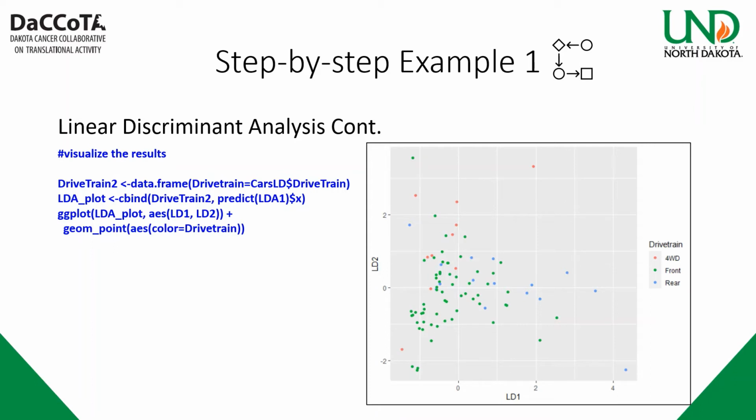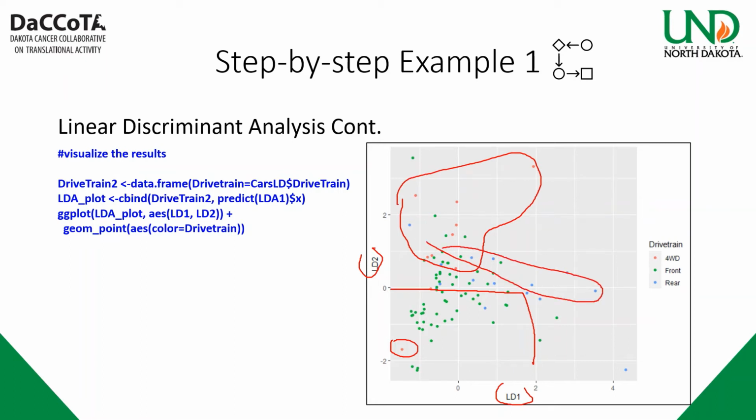Looks like against our ordination, if you're kind of in between the two here, you're most likely to be front-wheel drive, but it's not perfect. Here's four-wheel drive. Four-wheel drive is sort of interlaced between them. They seem to be the hardest to predict. And then rear is kind of also messing up in here. So you see how this is similar to the tree-based methods we saw earlier.